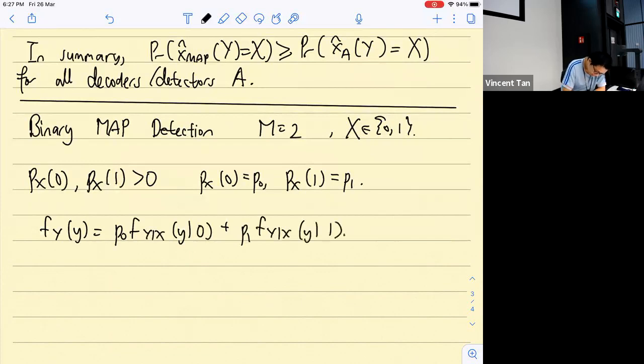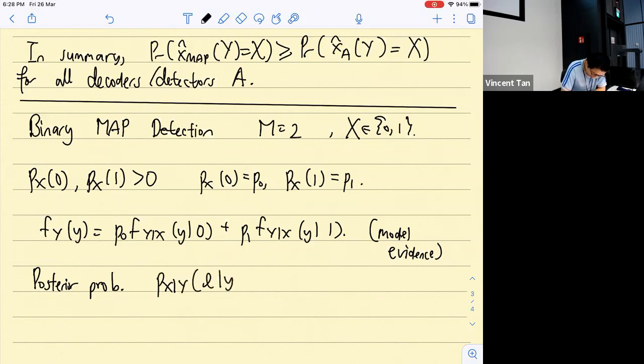So we can also write down the posterior probability. By the way, as I mentioned just now, this is called the model evidence, and it's very useful for model selection in other contexts. The posterior probability of x given y, where x takes on the value, say, L, and can only take on two values, can be written as P of L, f of y given x, y given L, divided by f of y.